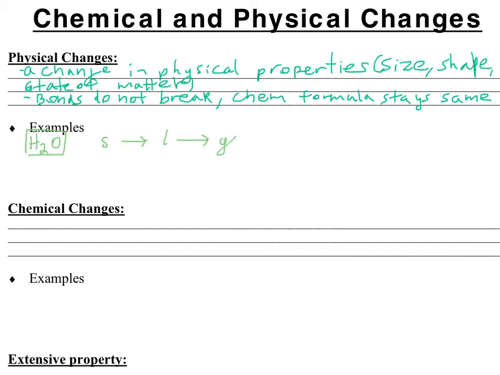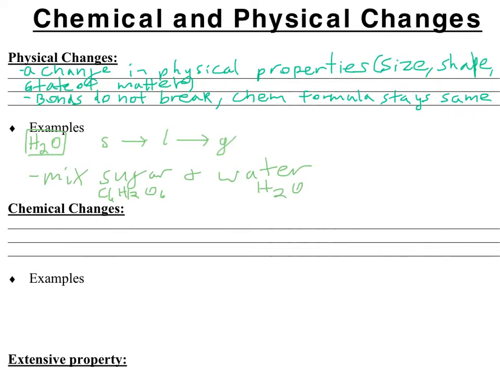Now, another example of this would be a mixture. If I was to mix sugar and water, that would be a physical change. Mixing the two together, the size of the sugar, if I put a whole sugar cube, it might go from a large size to a smaller size, but the actual chemical formula of the sugar, C6H12O6, and the water, H2O, these aren't going to change in mixing them.